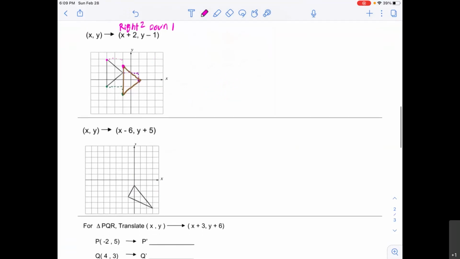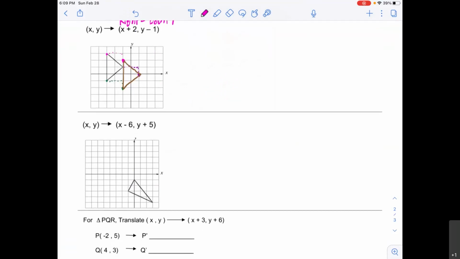Okay, so hopefully you've tried this next problem on your own. So let's look at what it is. X minus 6. If I'm moving minus on the X, that means I'm moving left 6. And then Y plus 5, moving positive on the Y, that means up 5. So each of my points, I'm going to be moving to the left 6 and then up 5. So let's start here again. So to the left 6 ends up here. And then up 5, 1, 2, 3, 4, 5. So my new point will be right there.